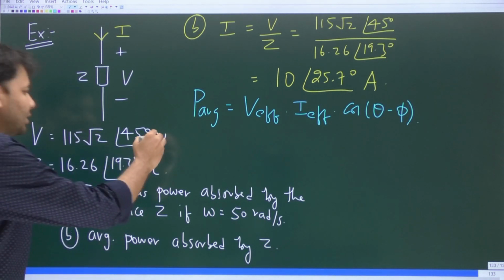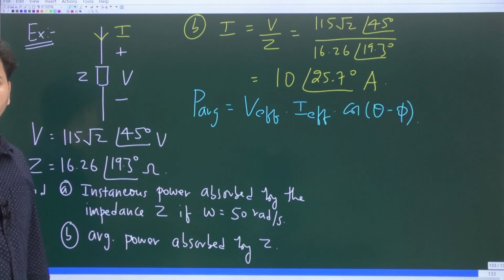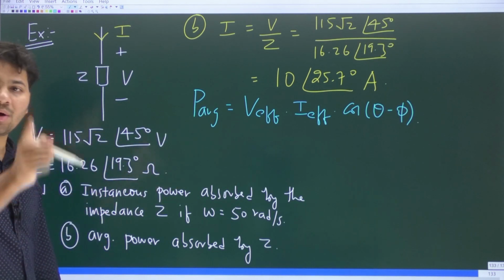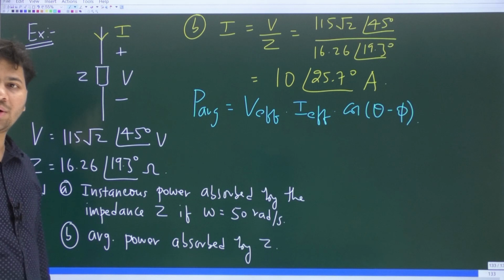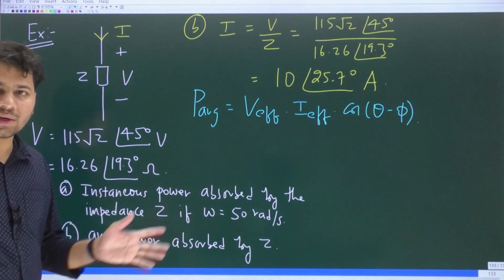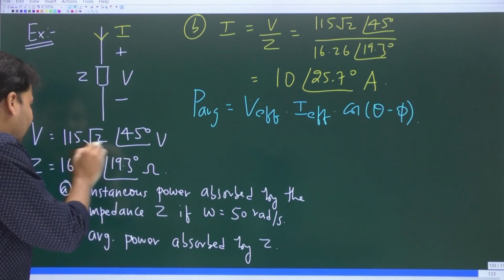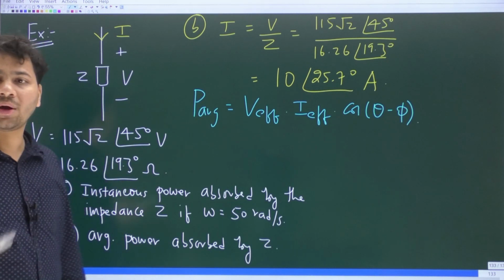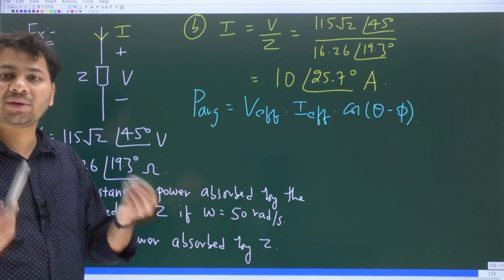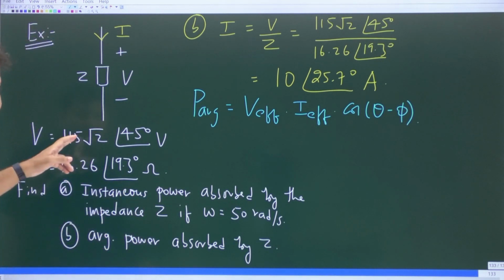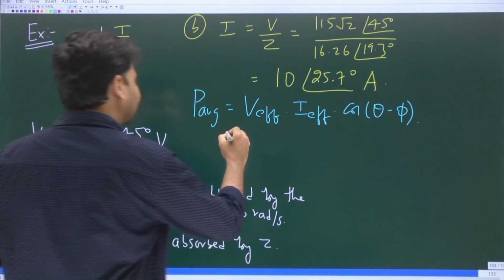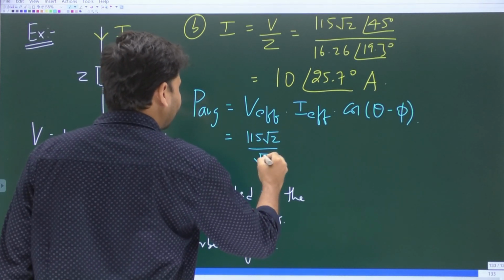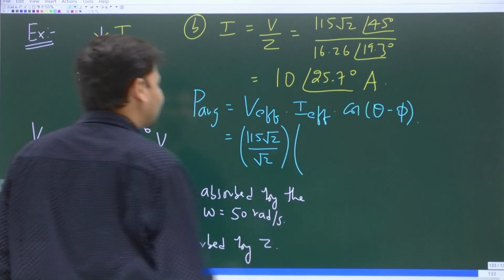Here it is not mentioned volts RMS. If I write it as volts RMS, then this 115 root 2 is going to be the RMS value of the voltage. But here RMS is not mentioned. That means you can take this 115 root 2 as the amplitude. If 115 root 2 is the amplitude of voltage, what would the RMS or the effective value of voltage be? Amplitude divided by root 2. Yes. Look at this: 115 root 2 by root 2 times I effective.